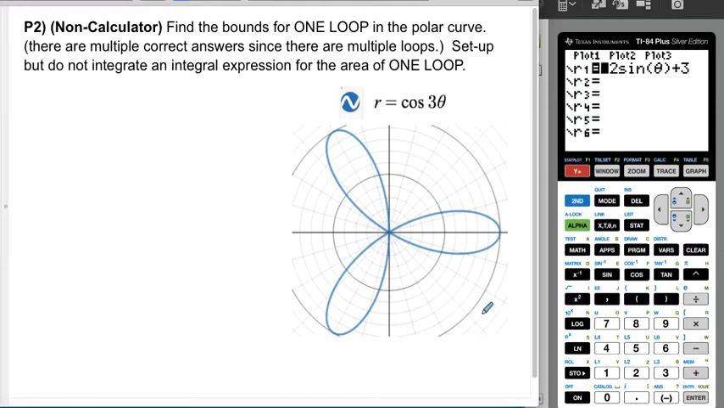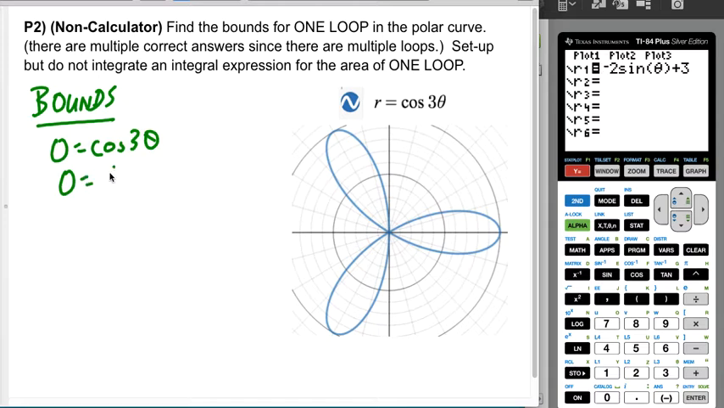All right, same thing here. You've got this cosine of 3 theta. I want you to find the bounds of one loop, right? There are multiple correct answers, and then set up but do not integrate an integral expression for the area of that one loop, right? So first thing you have to do is find the bounds. So you're going to say 0 equals cosine of 3 theta. So that's where 0 is x on the unit circle, right? So that's going to happen here and here at all the pi over 2's.